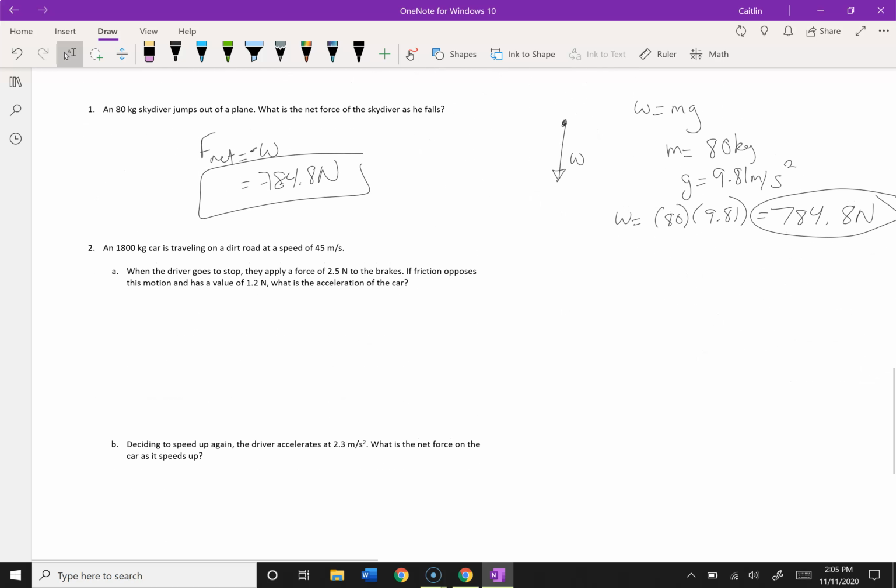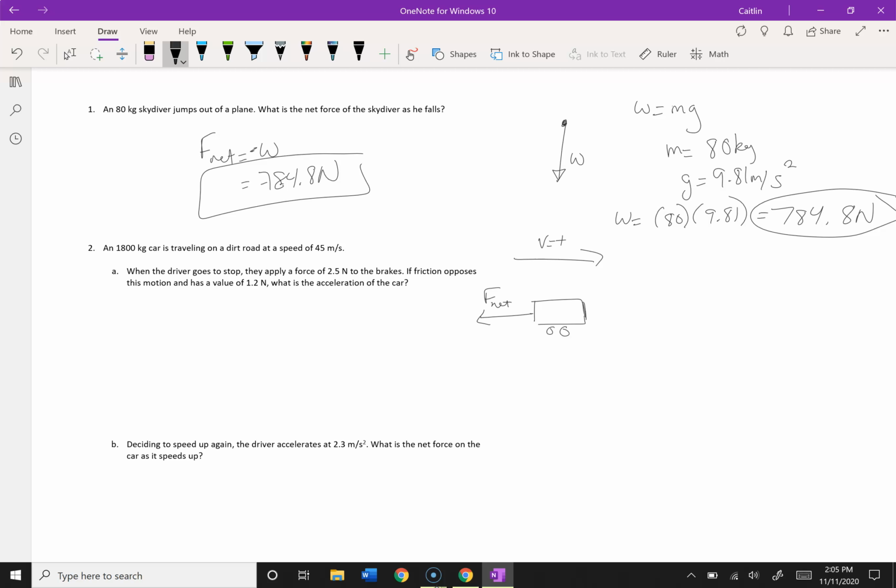All right, moving on. The next one has a car traveling on a road at 45 meters per second. It says that when the driver goes to stop, they apply a force of 2.5 newtons on the brakes. And when that force is applied, it's going to act opposite of the object's motion. And so what I'm going to do on here is I'm going to draw an arrow up here that just kind of tells us V is positive to the right.